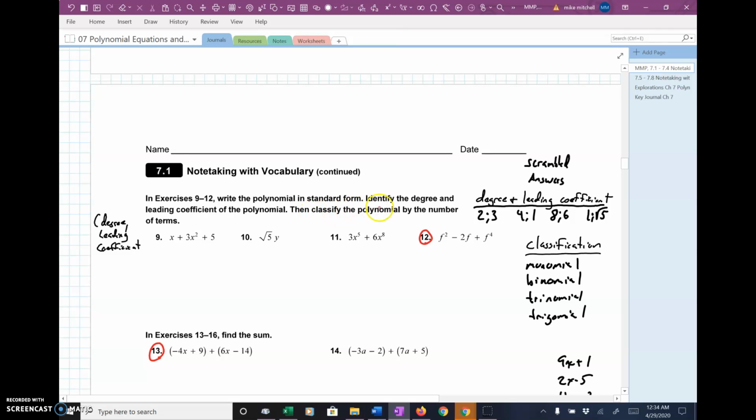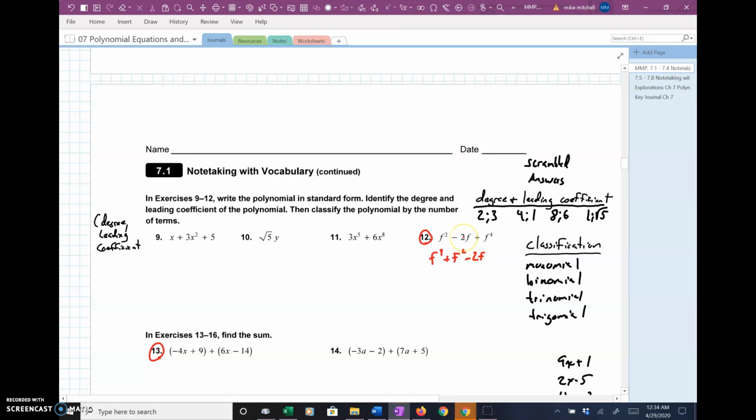So I'm going to identify the degree and the leading coefficient and classify the polynomial by the number of terms. That's a monomial, 1 term, binomial, 2 terms, trinomial, 3 terms. And I don't think we have any terms for ones bigger than that right now. We're going to do number 12 here. Well, those exponents, 4 is the biggest, so f to the 4th. 2 is the second biggest, so I have f squared minus 2f.